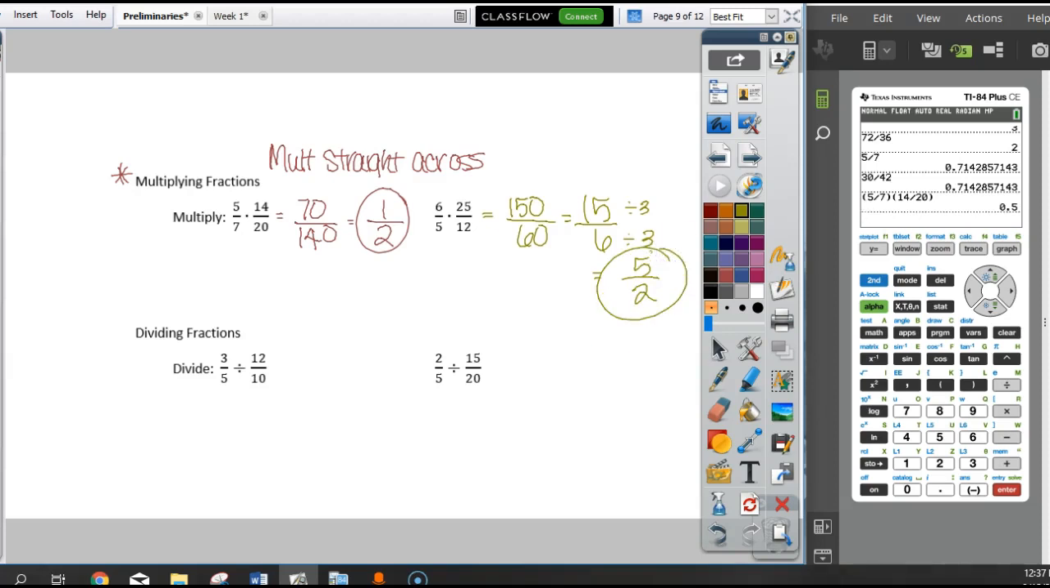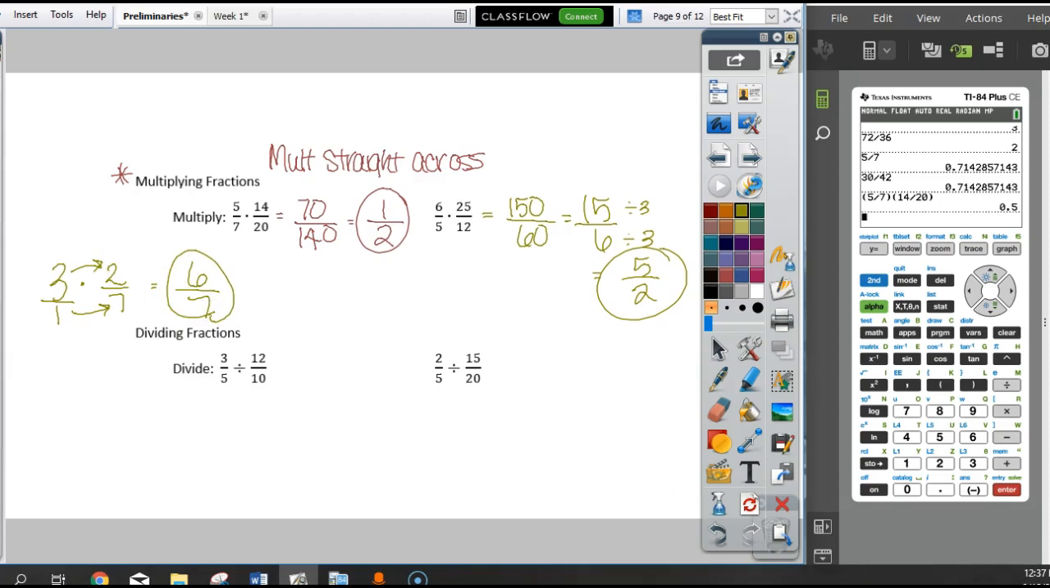Now, let's say you have a problem where there's a whole number. So let's say you have 3 times 2/7. Now, the number 3 represents 3 wholes. And so you could give it a denominator of 1, and then that helps keep you organized. Multiply straight across the top, straight across the bottom. So I would end up getting 6/7 here.